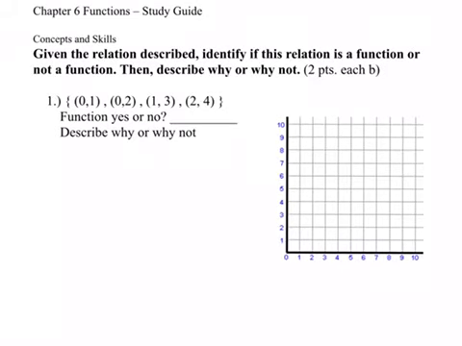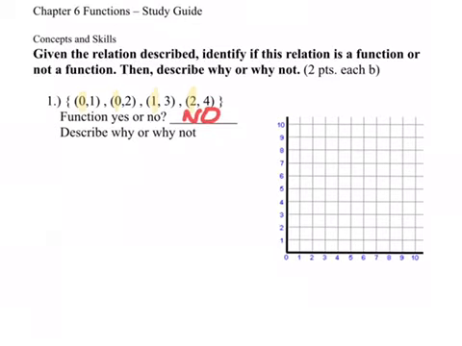Chapter 6, Study Guide. Given the relation described, identify if this relation is a function or not a function, and then you're going to describe why. First of all, to be a function, every input has to have exactly one output. One way to look at this is to just look at all the inputs. And if they are all different, then it would be a function. Here we have 0 repeating twice, so this is not a function.